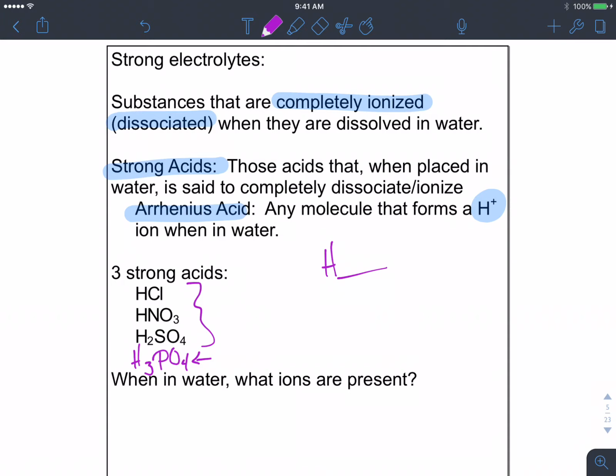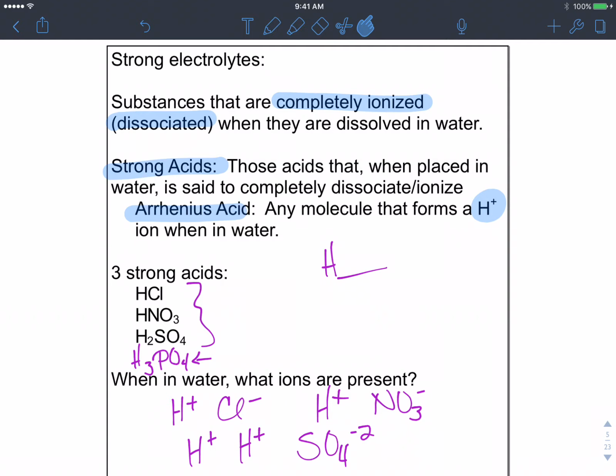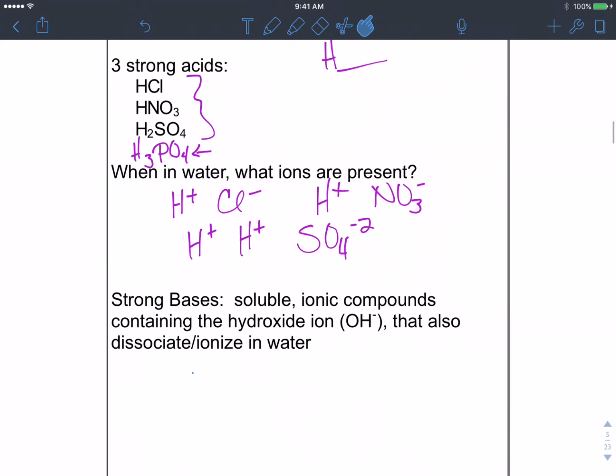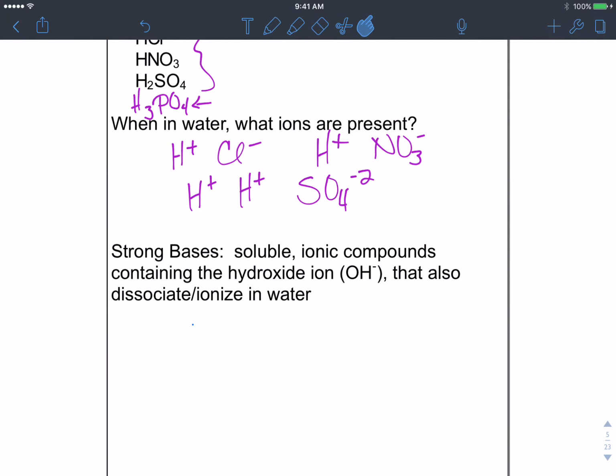But what you should know is that these are strong acids because HCl likes to break apart into H plus and Cl minus. HNO3, or nitric acid, likes to break apart into H plus and NO3 minus. Sulfuric acid likes to break apart into 2 H pluses, it's diprotic, and SO4 2 minus ions. And so those are the ions that are present when they're dissolved in water. It's not like alcohol that stays together in a molecule. The molecules are just very small. These actually break apart into ions.